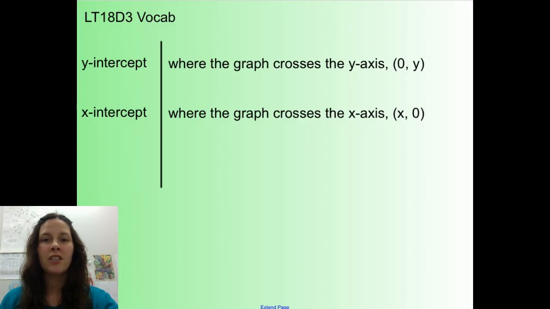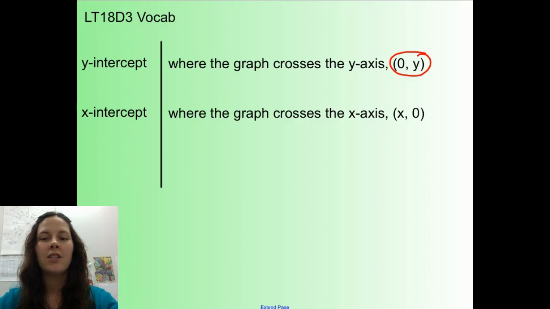The last way we're going to learn to graph a line is by using intercepts. Remember, an intercept is where the graph crosses an axis. So if we have a y-intercept, it's where the graph crosses the y-axis, and you'll have an ordered pair 0, y, because any point on the y-axis has an x value of 0.